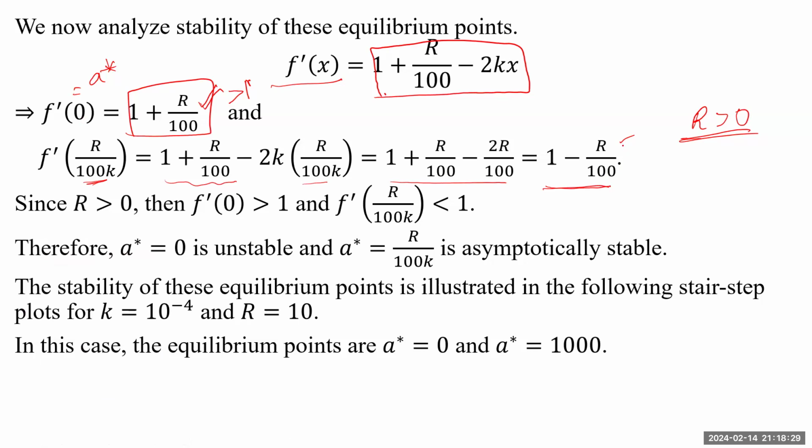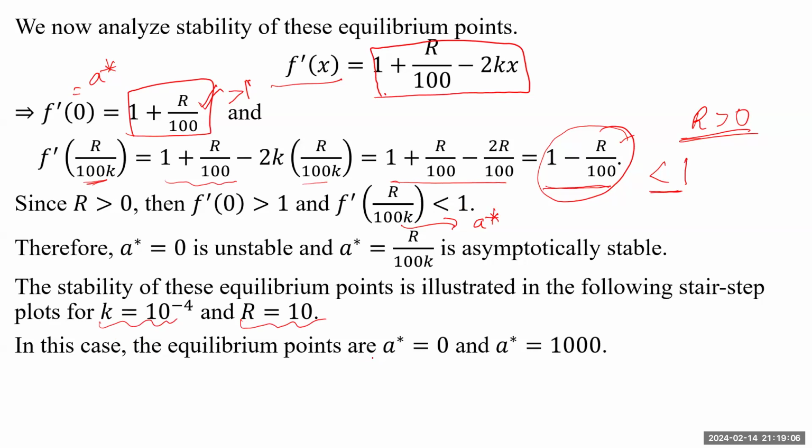If r is greater than 0, this should be a less than 1, because of 1 minus r over 100. So your other equilibrium point, A star, is asymptotically stable. So we will see how to visualize this for particular values of r equals 10 and k equals 10 to the power of minus 4.